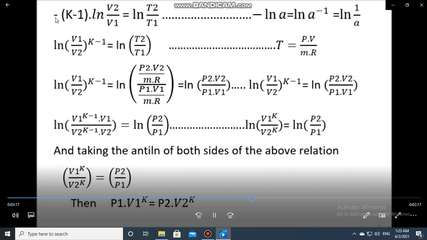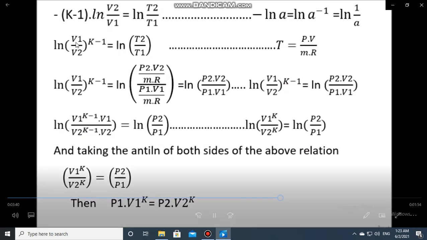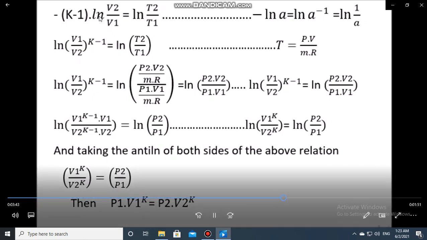But as we know that minus ln a equals ln a to the power minus 1, equals ln 1 over a. Thus, the minus sign in minus (k minus 1) will make us invert the fraction. Ln V2 over V1 becomes ln V1 over V2, and the k minus 1 bracket becomes the index of V1 over V2. So ln (V1 over V2) to the power k minus 1 equals ln T2 over T1.